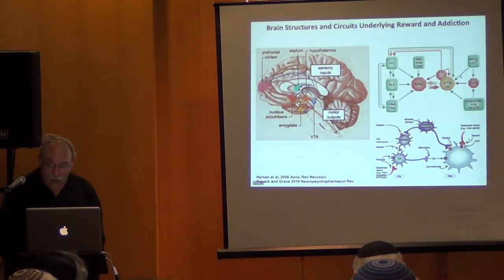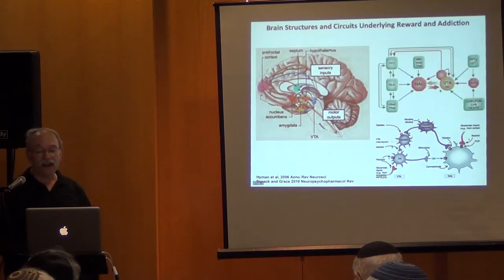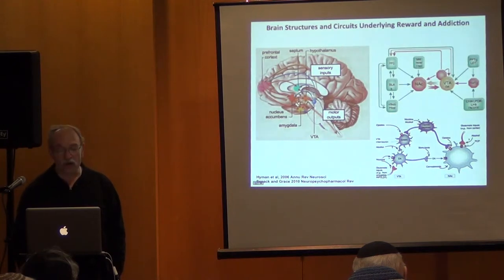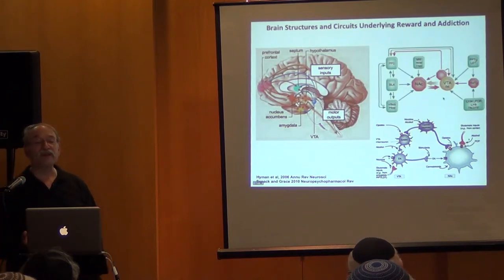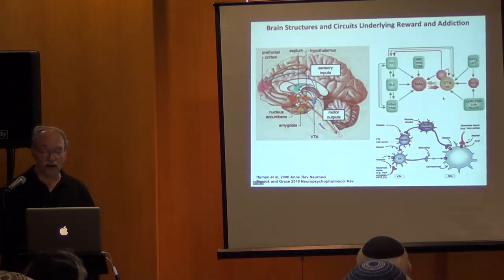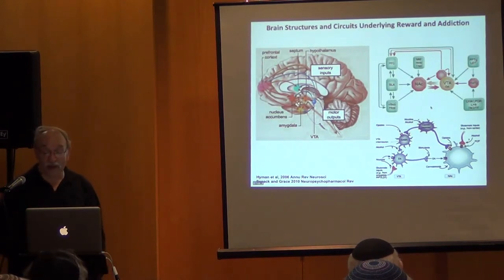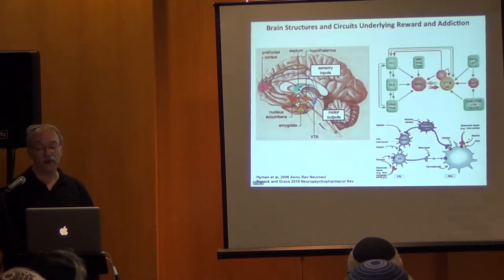And the dopamine release from the ventral tegmental area is regulated by the frontal cortex, the amygdala that I'll talk about later, the hippocampus, the hypothalamus, all of these areas that are involved with limbic and homeostasis and survival also influence the activity of these dopamine neurons.